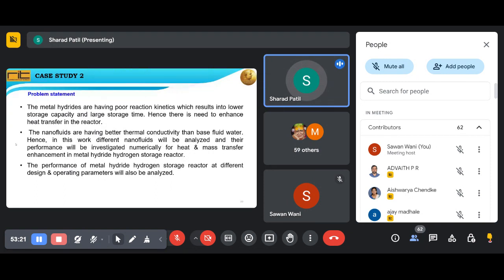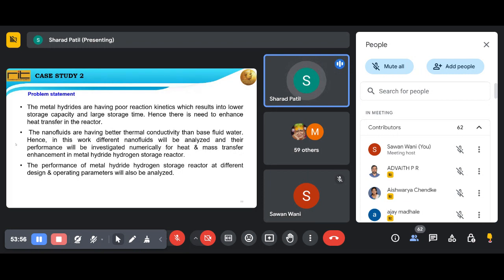So here we come to know that because of the poor reaction kinetics, the storage time required is higher, and the capacity that can be stored in the reactor is also lower. Hence there is a need to enhance the heat transfer in the reactor. This relates to the heat transfer in the reactor during the chemical reaction. If you work on that, then one can go for a detailed analysis or improvement in the performance of the storage time or storage capacity.